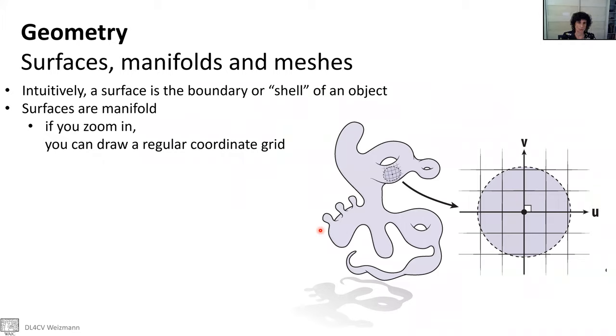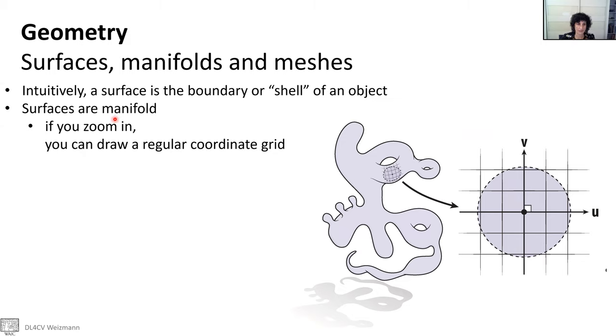Moving on to geometry with respect to surfaces. We discussed triangle meshes, and I want to explain what kind of surfaces we are going to deal with. I'm going to make it very intuitive and not formal, because the formal way is very complicated. So what is a surface? The surface is the boundary or shell of an object.